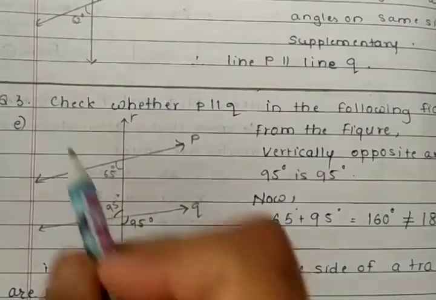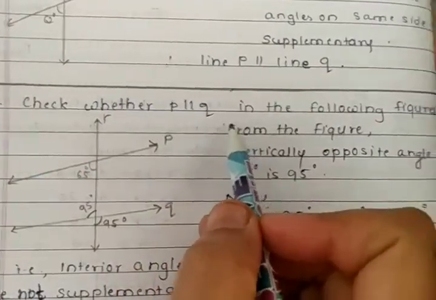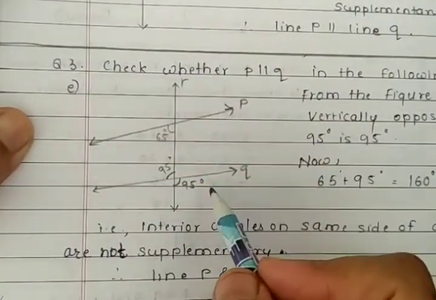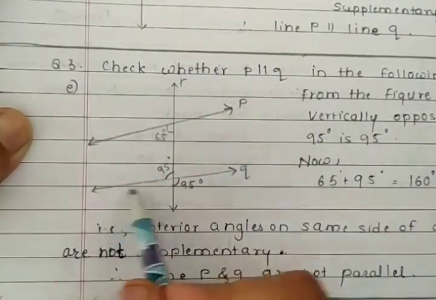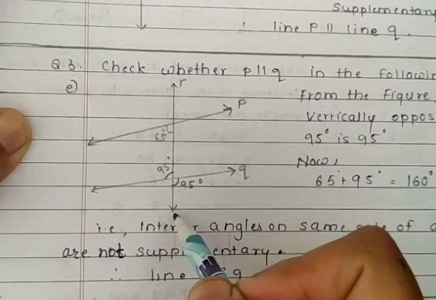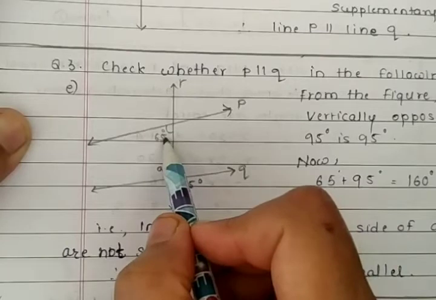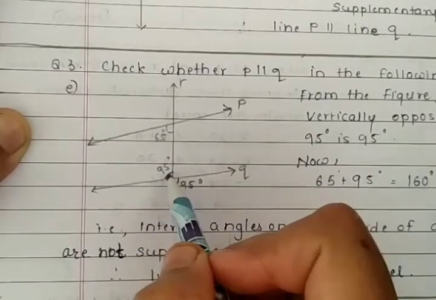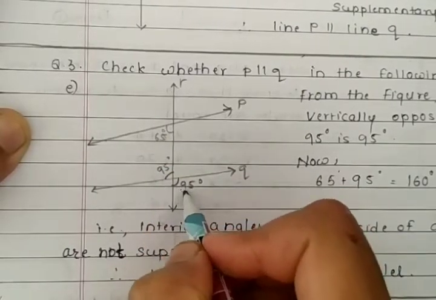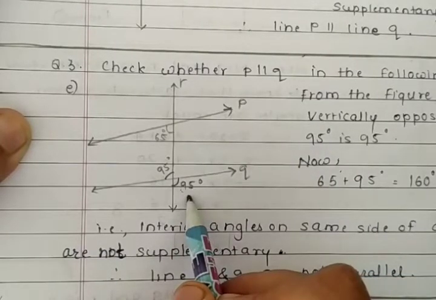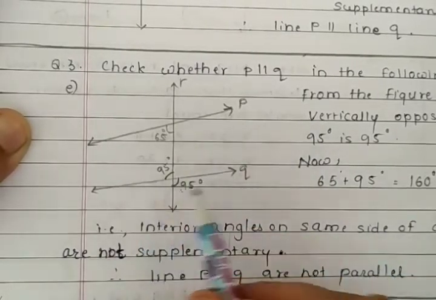Now let's see question number 3. Check whether P is parallel to Q in the following figures. So this is the figure given to you, right? Here P, Q, these two lines are there, and R is a transversal, as you can see over here, and this angle is given as 65, right? Each one I'm talking about. So this angle is given as 65 and this angle is given as 95. So we'll check whether P and Q are parallel.